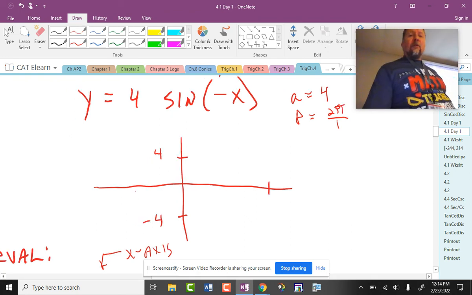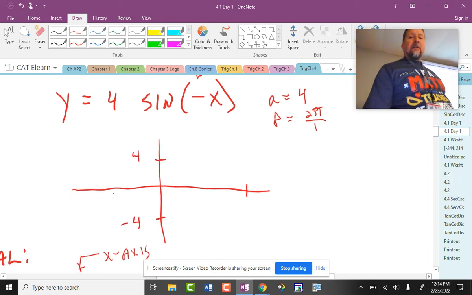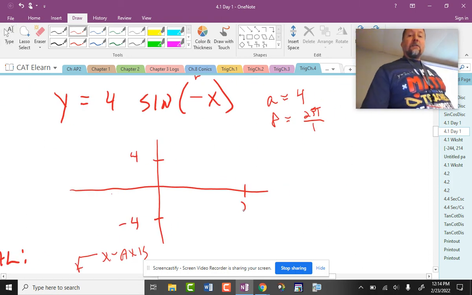Sorry. Were these both sine, by the way? That first one was sine, right? I'm surprised I didn't do a cosine there. Since the period's 2 pi, this is 2 pi. Half of 2 pi is pi. Half of pi is pi over 2. 1 pi over 2, 2 pi over 2, 3 pi over 2.